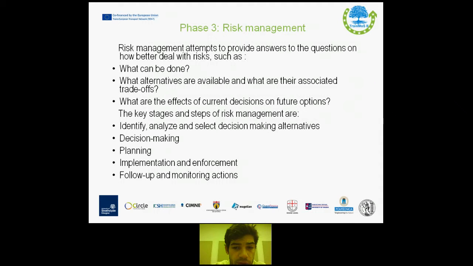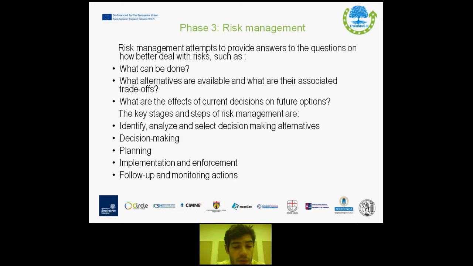While the third phase is the risk management, where risk management attempts to provide answers to the questions on how to better deal with risks, such as what can be done when you face a risk, what alternatives are available and what are their associated trade-offs, what are the effects of current decisions on future options.